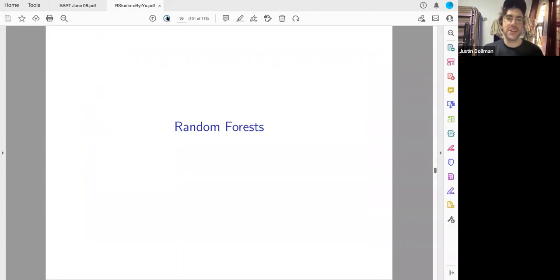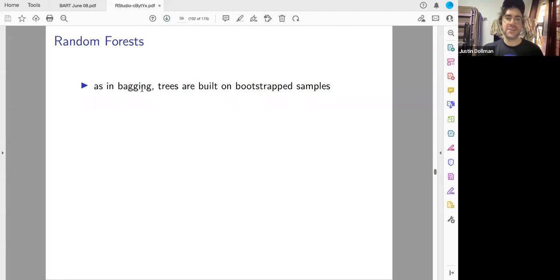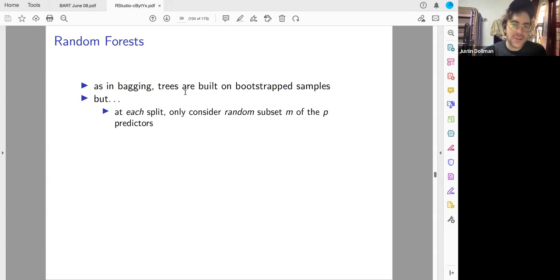And here are random forests, which piggyback nicely on it. As in bagging, we're still dealing with trees, so we're going to use bootstrap samples. But the key difference is that when we make these splits, instead of considering all of our P predictors, we're only going to consider a random subset. I've tried to italicize this to make some important distinctions. You might think that we have B trees, and at the beginning of fitting tree 56, we're going to consider just M predictors, so that tree will have only M predictors. But that's not what it is. At each split, we're going to consider a random subset of M predictors. So each tree in total can consider all P predictors.